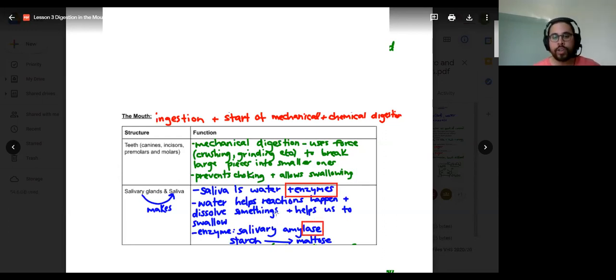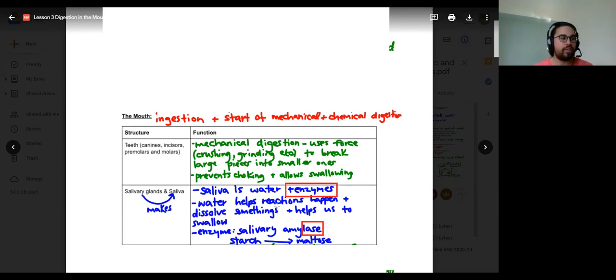You'll see this "ase" come up often in terms of enzymes. That suffix at the end of the word signifies an enzyme, and it breaks things down. Salivary amylase breaks down starches. Remember, starches are those long polymer chains of carbohydrates. It breaks them down into more manageable maltose.